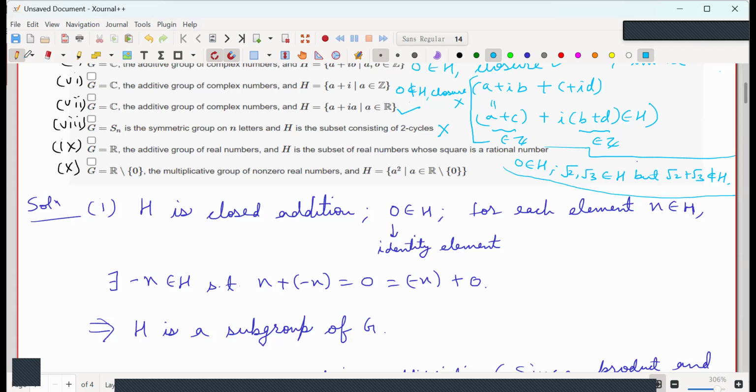And then the last one. G is the set of non-zero real numbers under multiplication. And H is a subgroup which contains all squares.